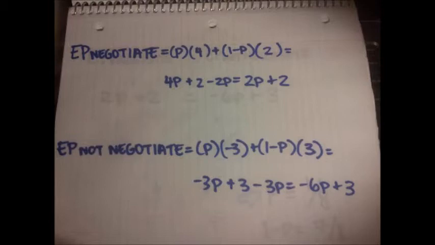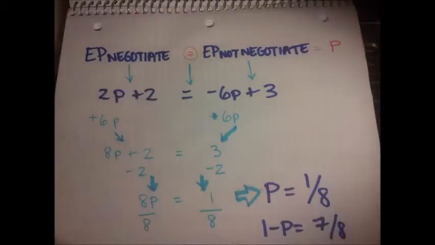It overall comes out to be P times 4 plus 1 - P times 2 for the expected payoff of negotiating in both games, and P times -3 plus 1 - P times 3 for the expected payoff of not negotiating in both games. To find the indifference, we set the two equations equal to each other to find that 2P plus 2 equals -6P plus 3, so P is 1/8.